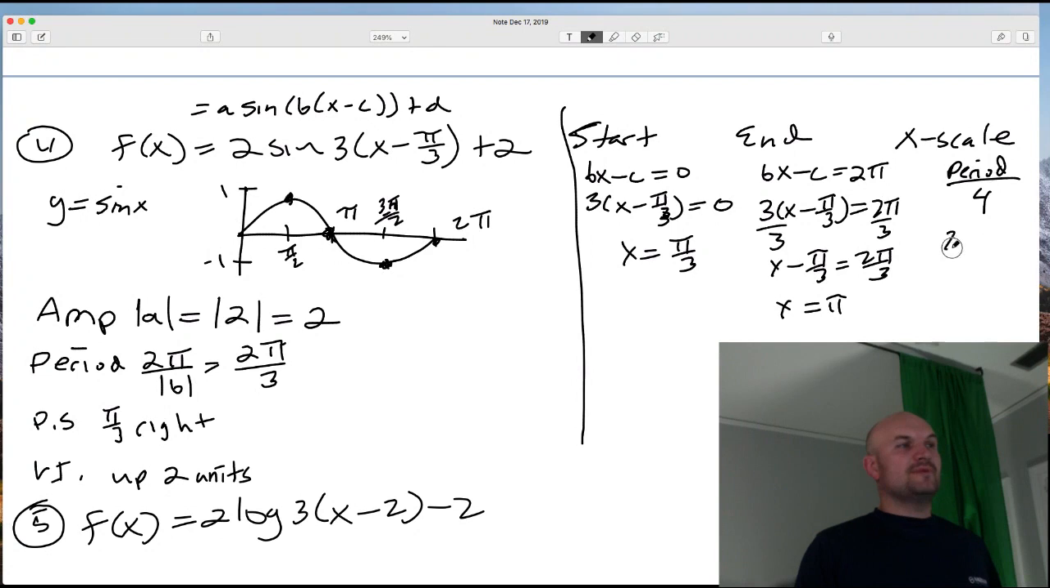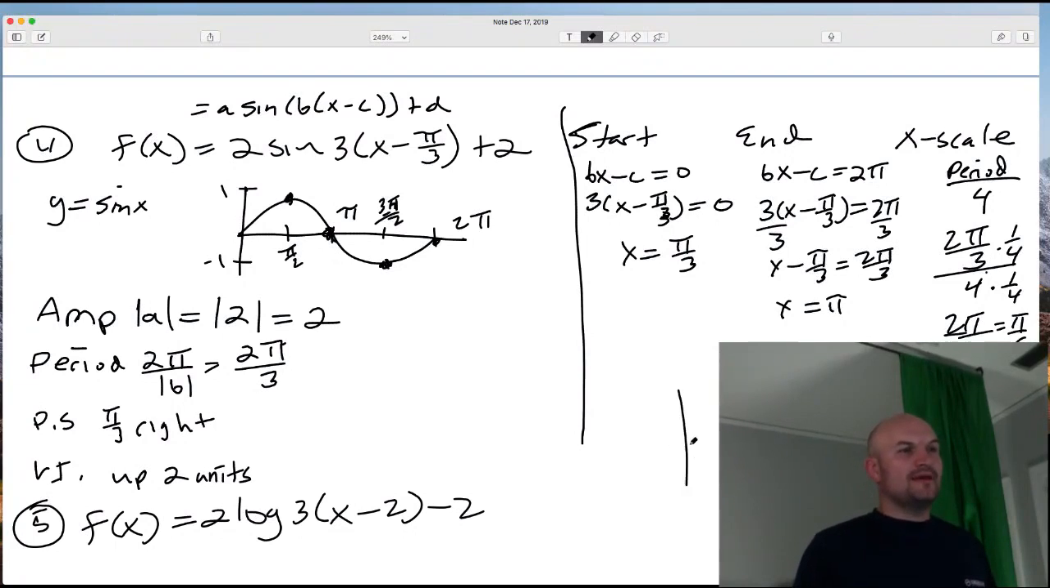Take the period and divide by 4. So our period was 2 pi divided by 3. If I divide that by 4, I think it's divided by 4. Yeah. Divided by 4, that's the same thing as multiplying it by 1/4, which is going to be 2 pi over 12, which is equal to pi over 6.